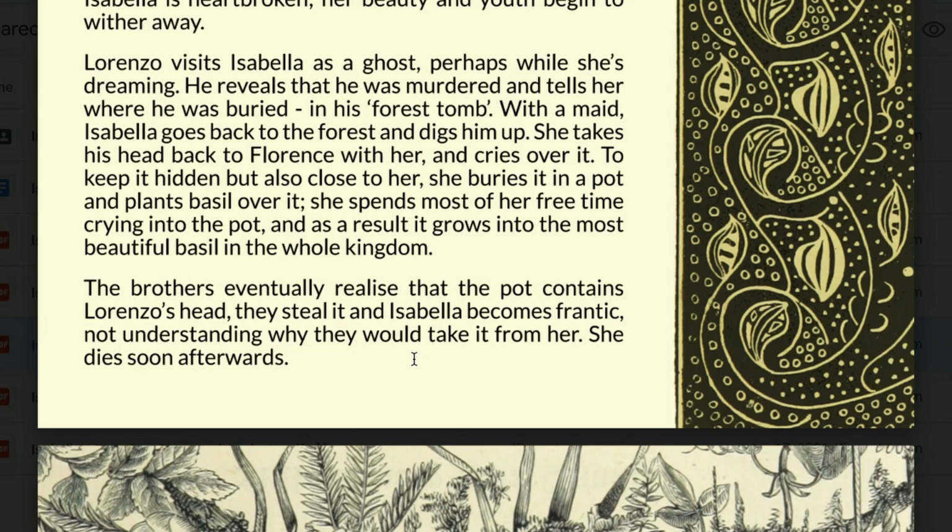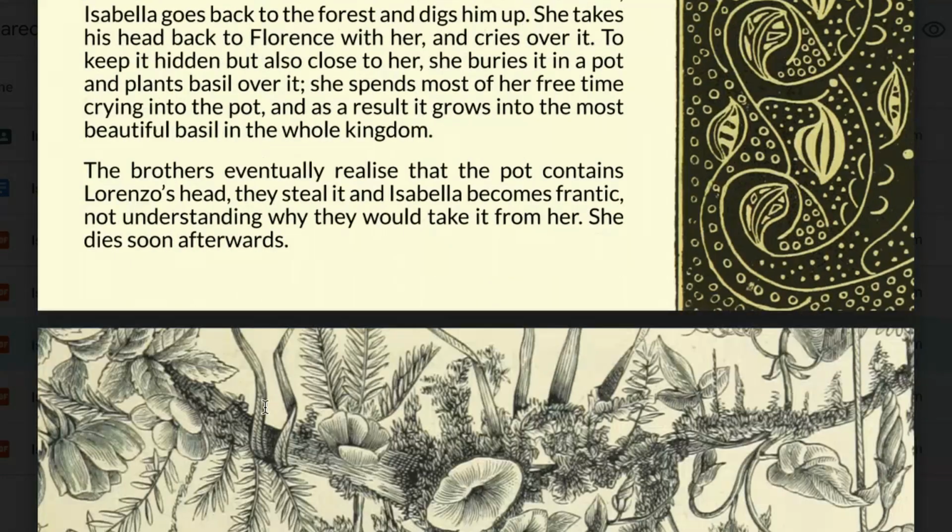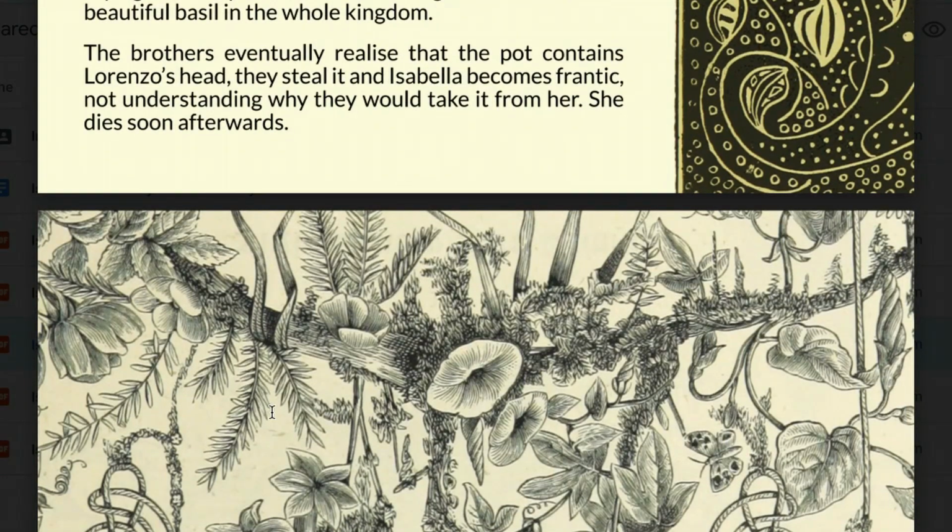So she goes into a hysterical state. She's almost like a raving madwoman by this point. They think that it will make her move on and she'll be able to carry on with her life, but she really can't. So she wastes away, being very accusatory, very stressed and lost without the head of Lorenzo. So we've got some interesting ideas here.